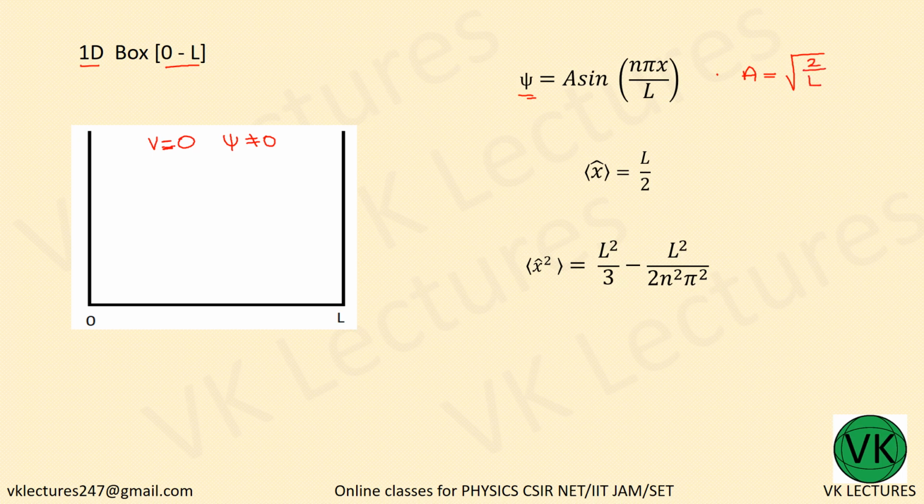The expectation value of x, or the average value of x, is L/2, which is somewhere over here. The expectation of x² is L²/3 minus L²/(2n²π²). This is the expectation value of x squared.